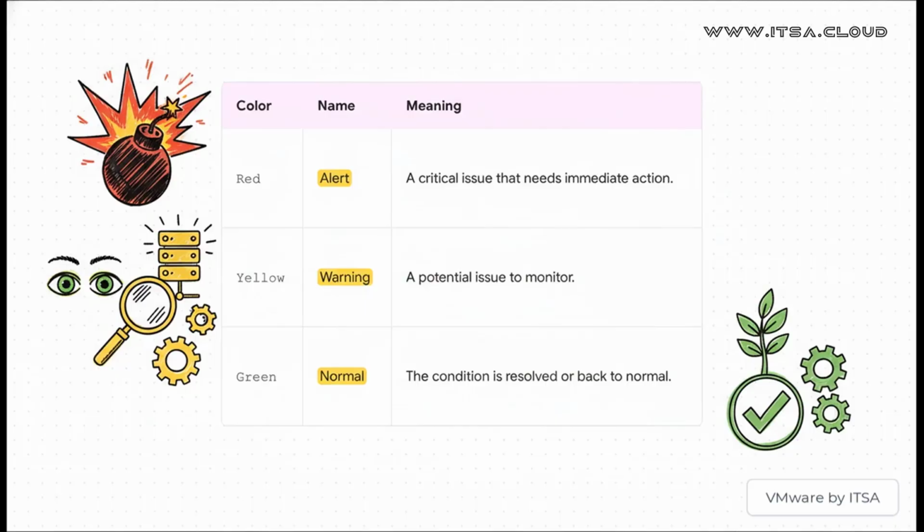How serious is it? That's where severity levels come in, and they use a really simple color code. Yellow is a warning. It's a heads up, hey, keep an eye on this. Red is an alert. That means something critical is happening that needs your immediate attention. And of course, green means all is well. The issue's resolved and things are back to normal.